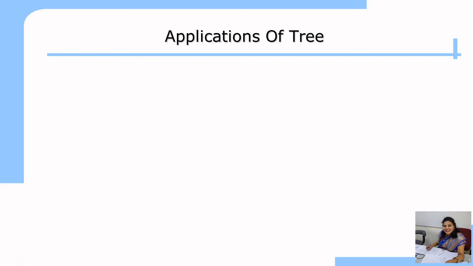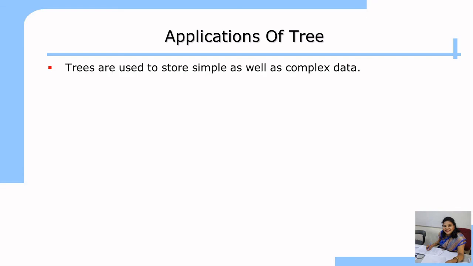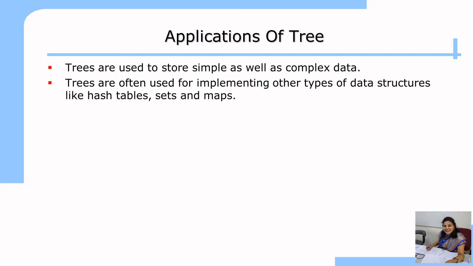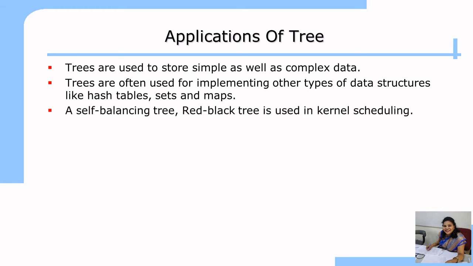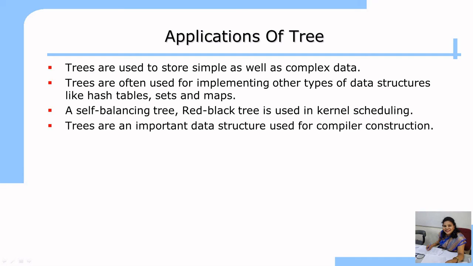Let us see the applications of the tree. Trees are also used to store simple as well as complex data. Trees are often used for implementing other types of data structures like hash tables, sets, and maps. A self-balancing tree, the red-black tree, is used in kernel scheduling. You don't have the self-balancing AVL tree and red-black tree in your syllabus, but you will have them in your degree course. So this is used for kernel scheduling in operating systems.